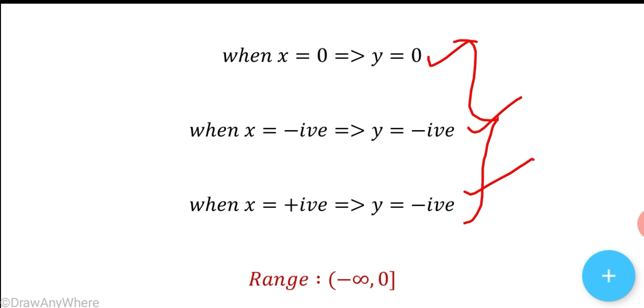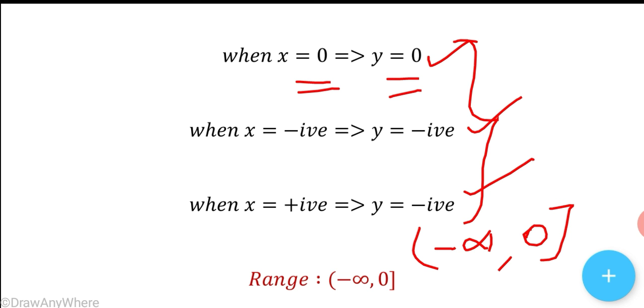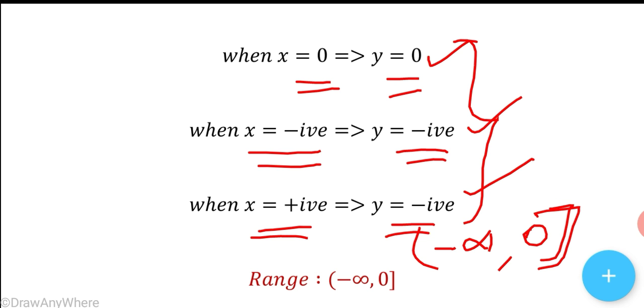Since x equal to 0 gives y equal to 0, we use a closed bracket at 0. When x is negative we have negative y, and when x is positive we have negative y as well. So the corresponding range is minus infinity comma 0, closed bracket.